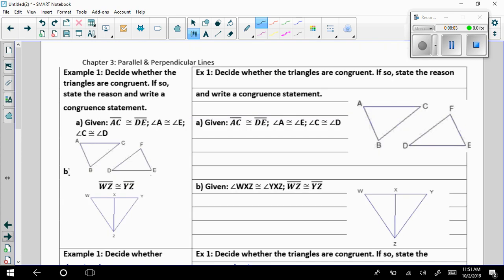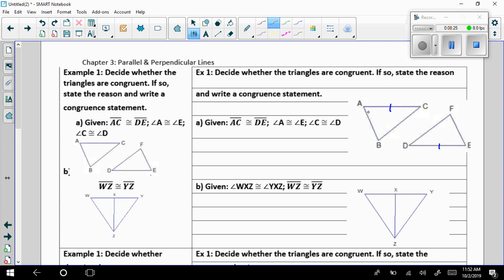Okay, so for example, decide whether these are congruent. If so, state your reason and write your congruent statement. That's just triangle blank is congruent to triangle blank. So that's your goal here. So mark your picture. So AC is congruent to DE. So I give each of those a mark. We're going to increase that number of marks as you go up if you have more than one side.